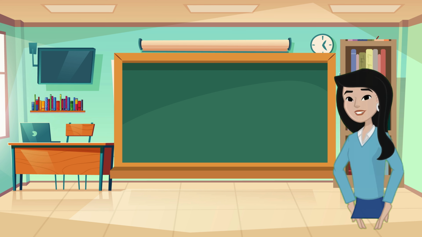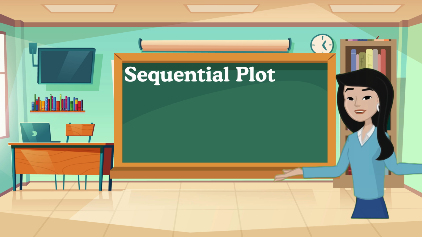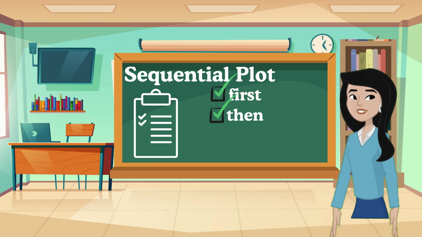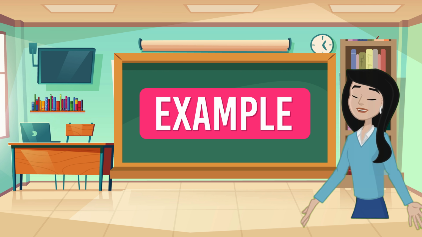First is sequential plot. A sequential plot is one in which events are arranged in order, such as first, then, next, and last. Let's have a mini story example.